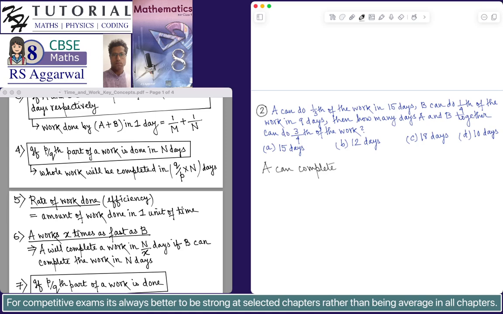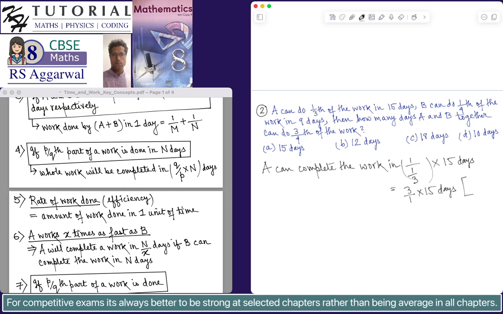For example, for this one, when it is given that A can do one third of the work in 15 days, I can say A can complete the whole work in 1 by one third multiplied by 15 days. This is basically 3 by 1 multiplied by 15 days.